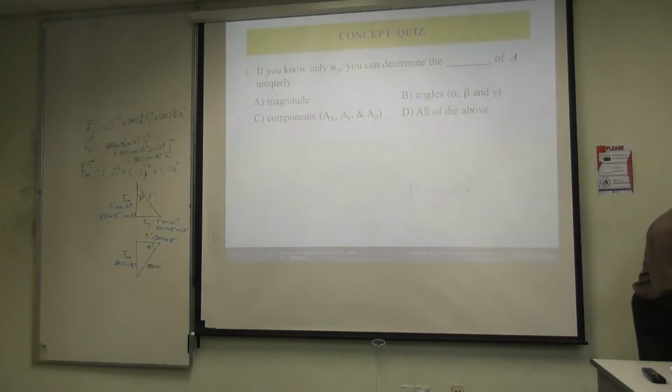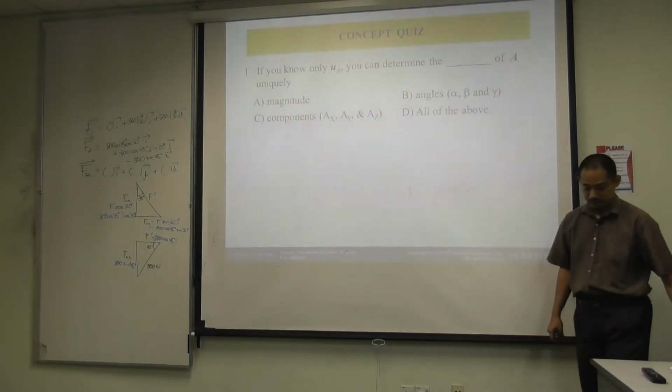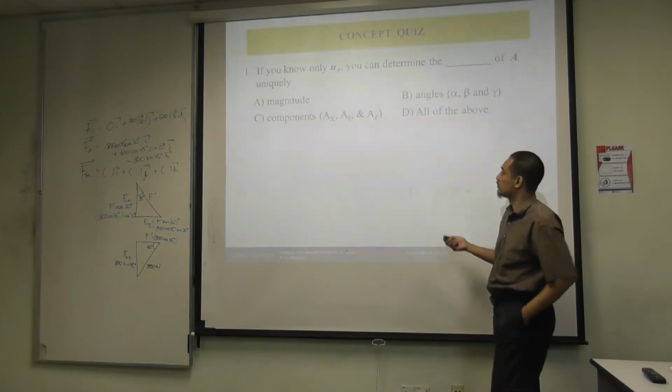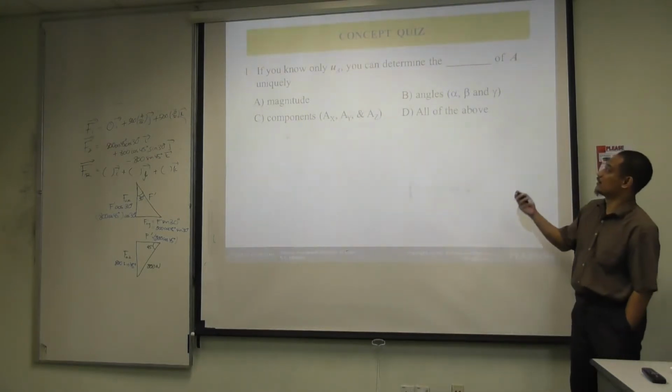Okay, this is just a basic concept quiz, right? If you know only UA, the unit vector of A, you can determine which one of the vector A uniquely? Is it magnitude, angles alpha, beta, gamma, components AX, AY, AZ, or all of the above? This is just to see whether you grasp the concept that we have covered. Any of you can answer?